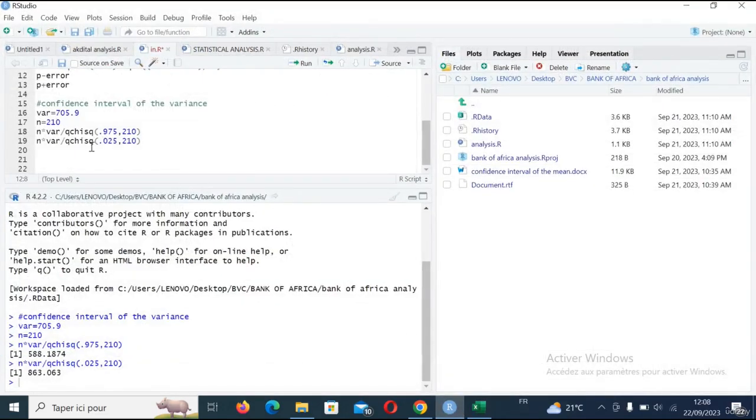So what we're gonna do is very easy. It's the same thing as we did to calculate the variance. For the standard deviation, it is the square root of the variance. We apply square roots only to the extreme inferior value and the extreme superior value. The extreme inferior is 588.18 and the extreme superior value is 863.06. So we apply the square root of it. This is the confidence interval of the standard deviation.